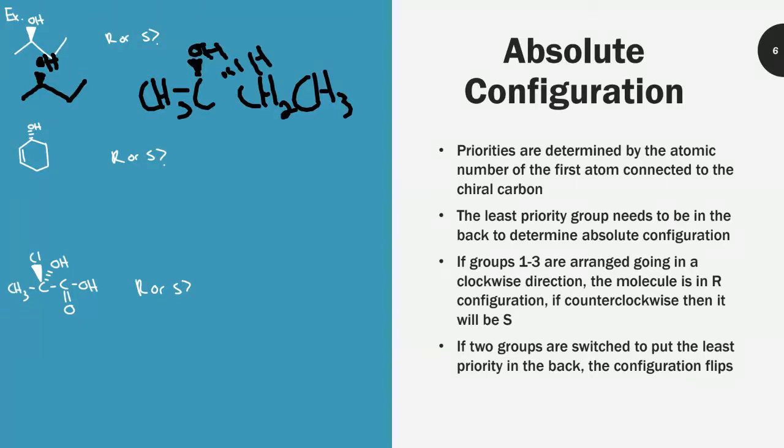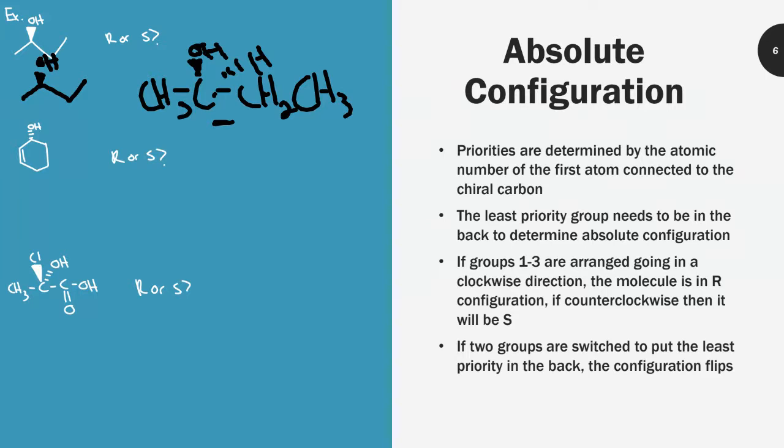So from this line structure, we can tell that we have a methyl group coplanar to this carbon here. We have an ethyl group on the other side, also coplanar. And we also have an OH group and a hydrogen. Okay, so we know that those are 4 different groups. So this is your chiral center.